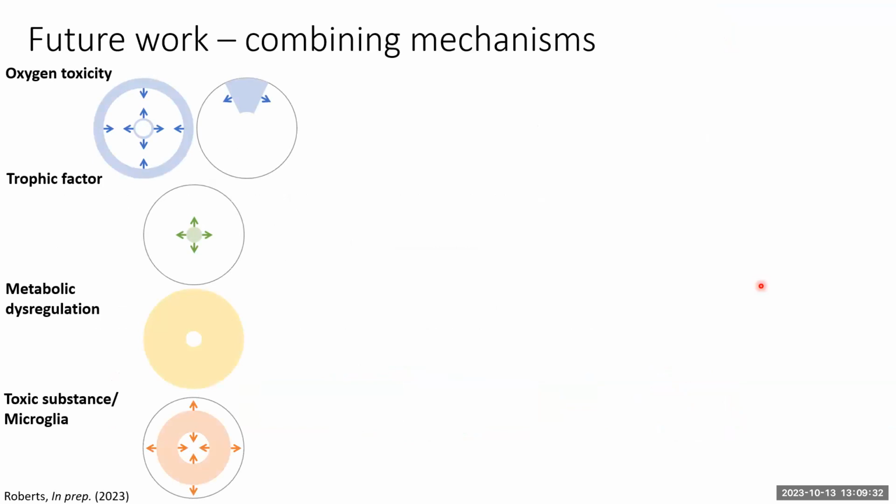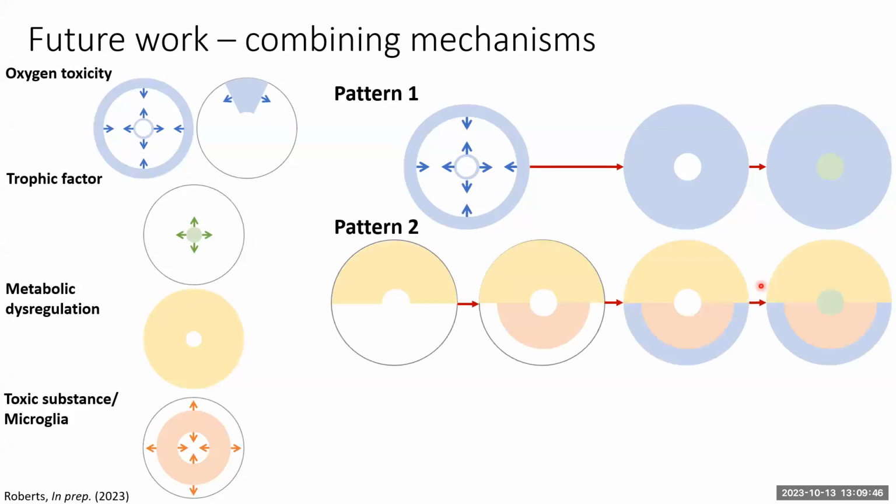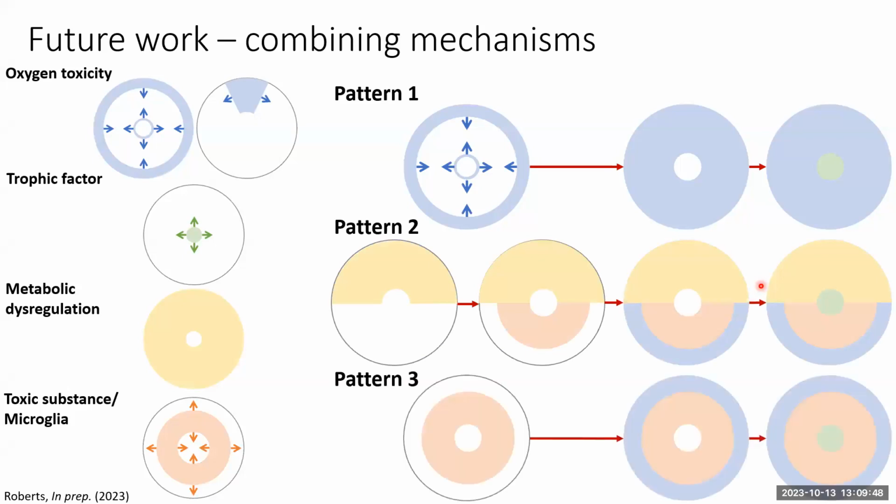And so you can think about not just modeling these independently, but also thinking about how they might combine together to give rise to the full suite of patterns of degeneration that you see in patients. So for instance, pattern 1 might be a combination of oxygen toxicity and trophic factor mechanisms. Pattern 2 could potentially involve all of the mechanisms that I've described. And pattern 3, again, could involve a subset of those mechanisms.